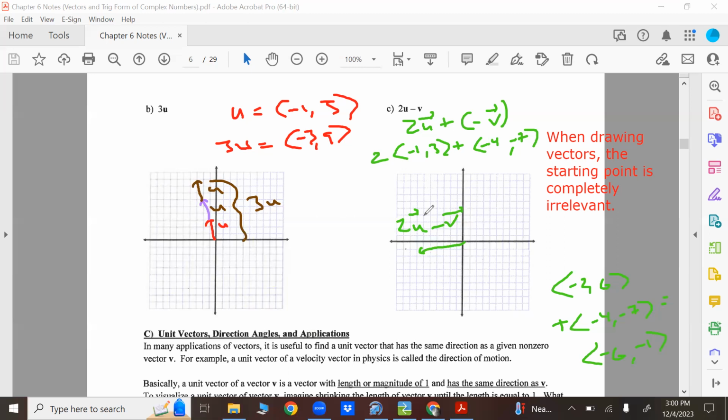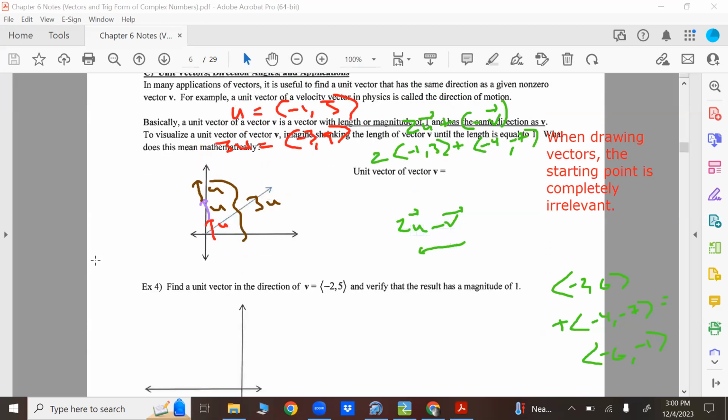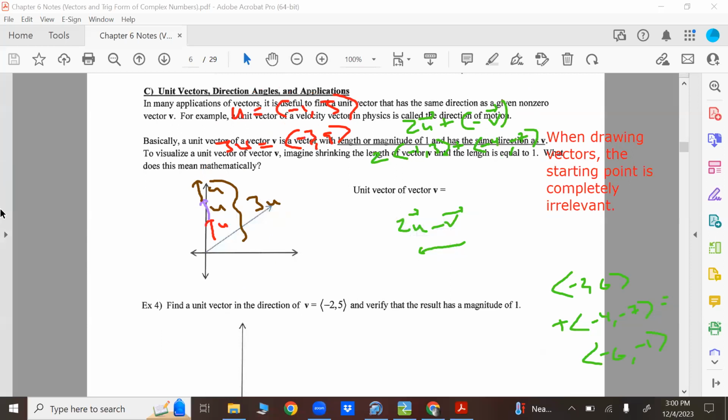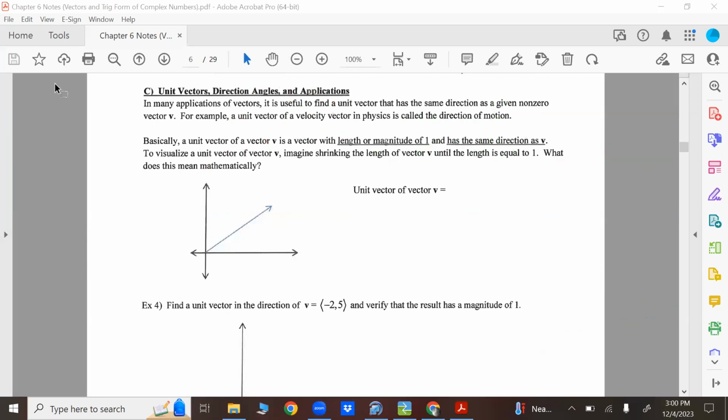Okay. Let's keep on trucking here. Unit vectors, direction, angles, and application. Okay. So we already talked about what a unit vector is. It has a magnitude of 1, right? Unit vector has a magnitude of 1.